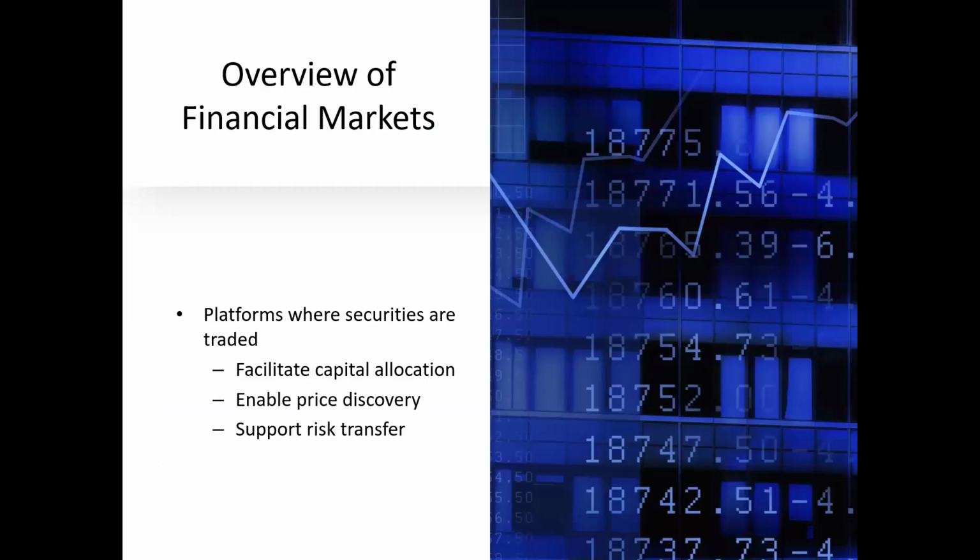So, overview of financial market. When you talk of financial market, we are basically talking about a platform where financial assets are traded. Financial assets, also known as securities, are traded. So, it facilitates capital allocation, it enables price discovery, and it supports risk transfer.